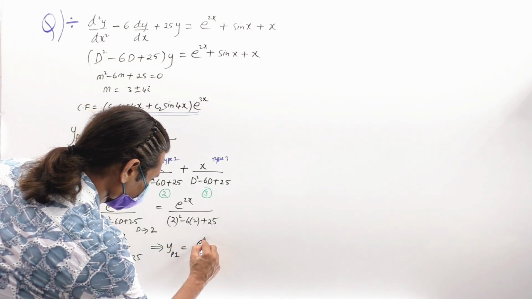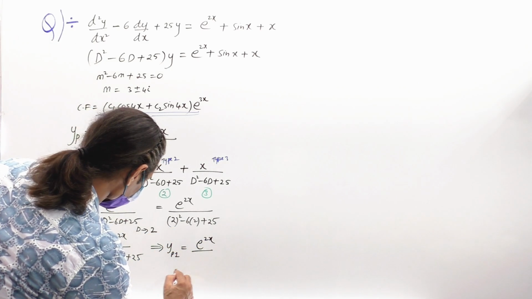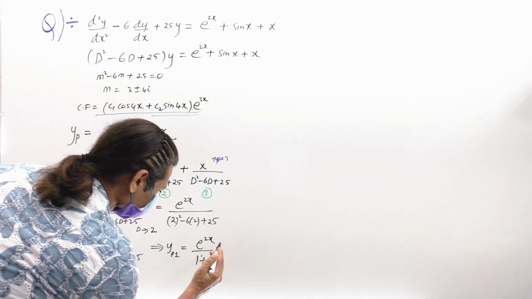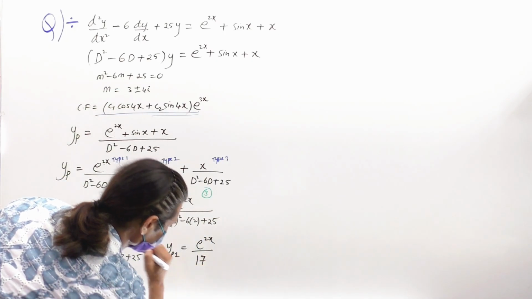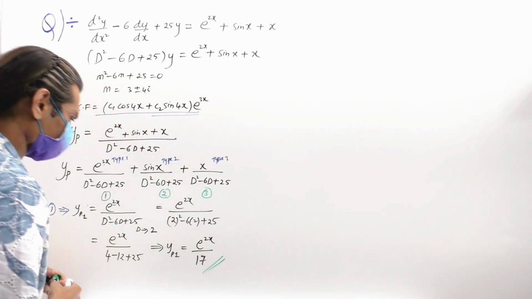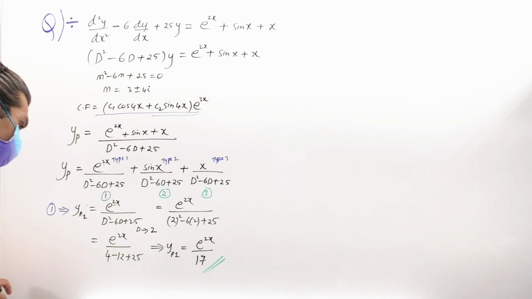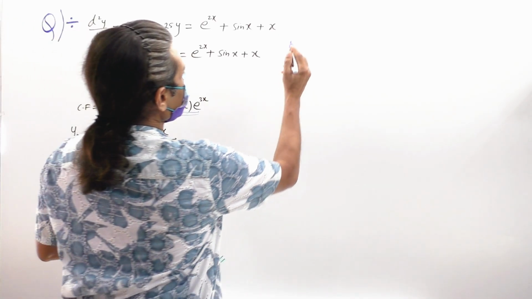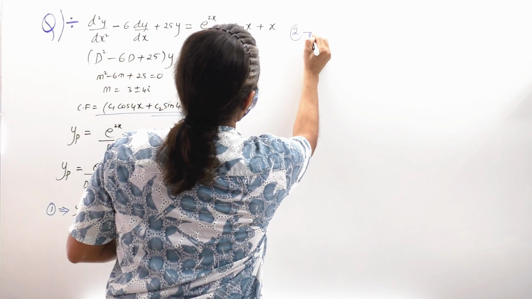So, I got the first particular integral here, e raised to 2x divided by 17, that is it. This is my first one here, e raised to 2x by 17. Now, let us move to the second one. So, I write here second one.